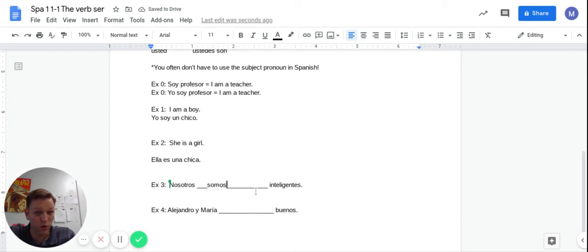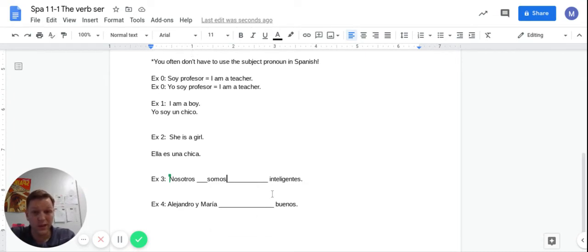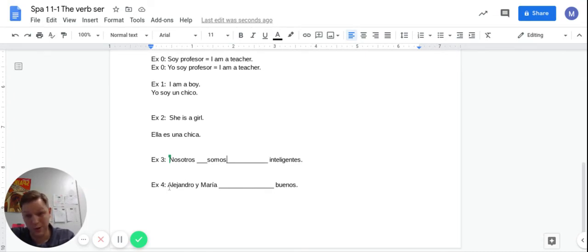Now, example 4. Okay, example 4 is a weird one, because in example 4, I put names, not subject pronouns. Using these two names, what subject pronoun would this be? Let me help you with this. Alejandro y Maria blank buenos. Alexander and Maria blank good. So it's going to be Alexander and Maria are good. So are we talking to them? Is this a y'all are good? Or are we talking about them? They are good. Think on that.